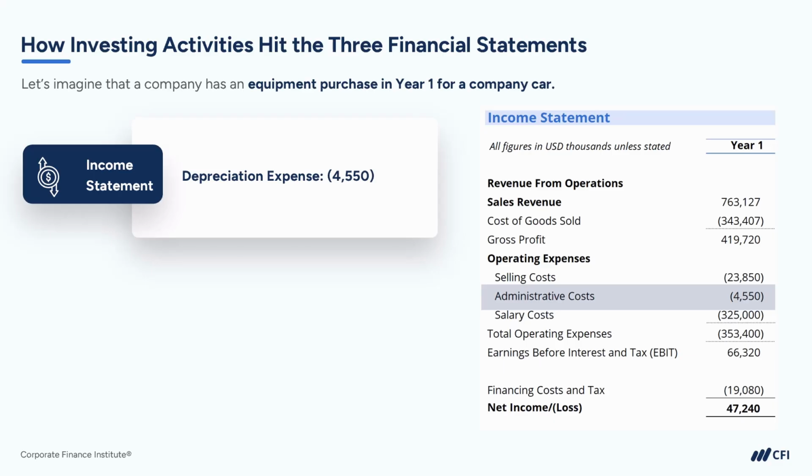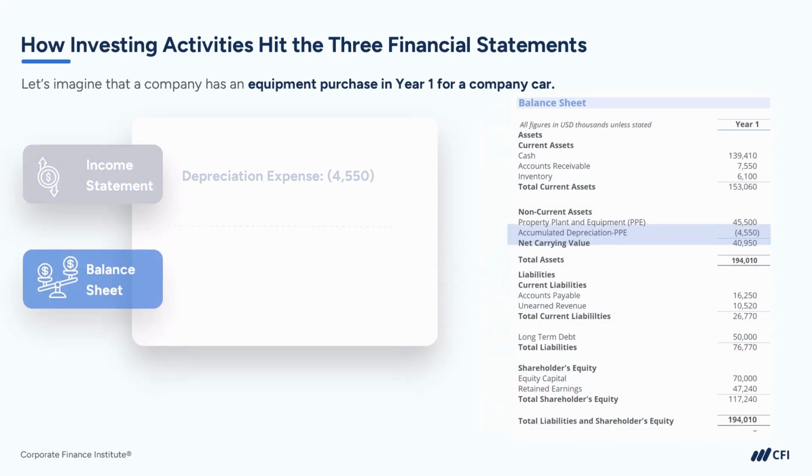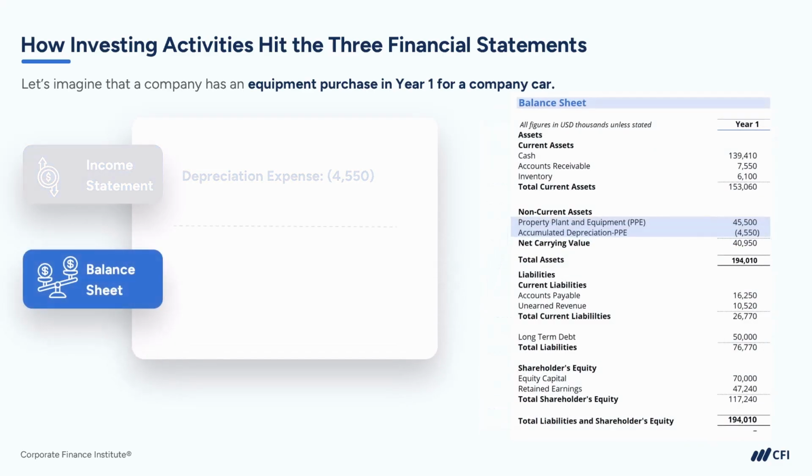Now let's look at what's happening on the balance sheet. On the balance sheet, we're going to first see the purchase, or the capex, first recorded as the cost of the asset under property, plant, and equipment, or PP&E. That will be $45,500, but we will also record accumulated depreciation as a contra asset account also on the balance sheet. So the equipment then has a net book value at the end of year one of $40,950, taking off one year's depreciation.